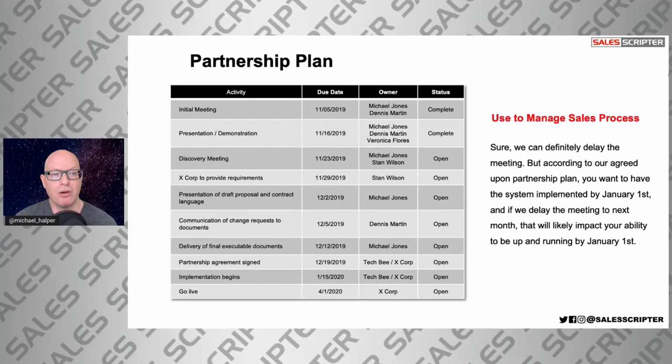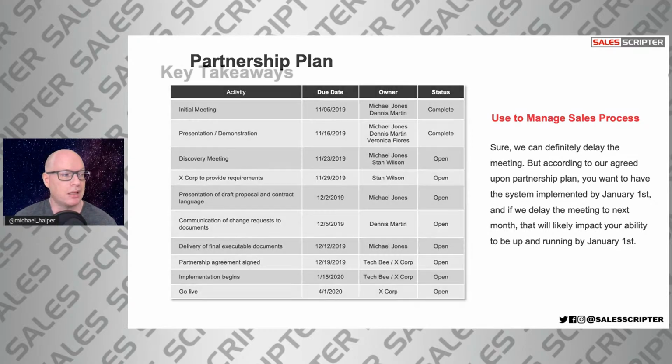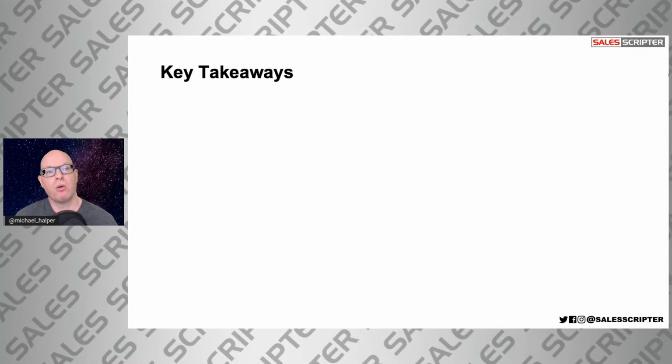So either A, we need to move the date. You said you want it by January 1st. If you want to delay that meeting, no problem at all. Can we move the go live date to February 1st? So either we're modifying the plan, or are you sure you want to move that meeting because it's going to impact us? Do you want to keep the meeting at the agreed upon time? So that alone, that partnership plan, can help you with delivering sales presentations at close. And that's really our goal here today.